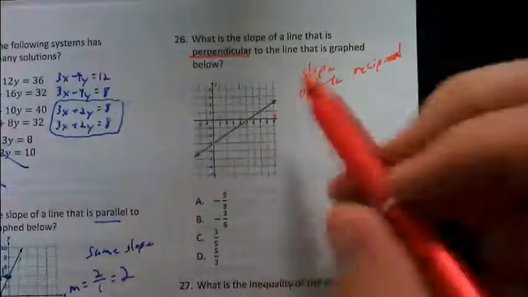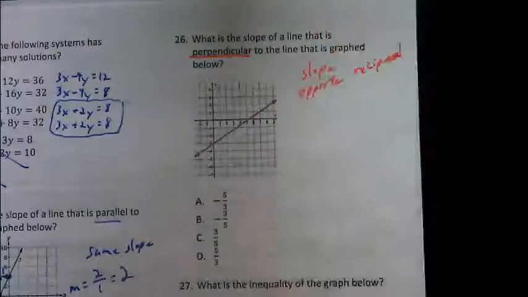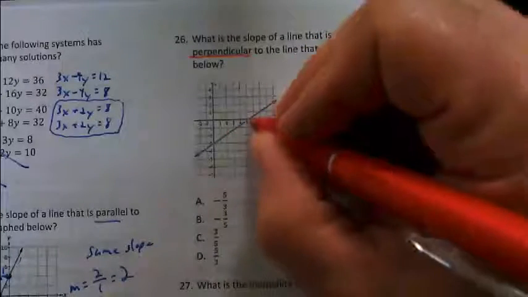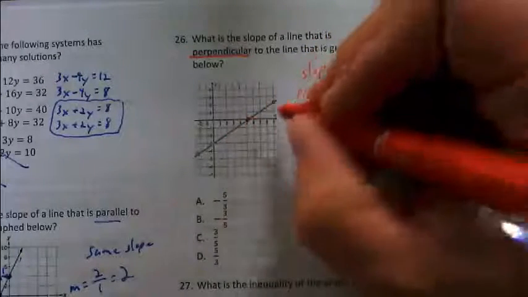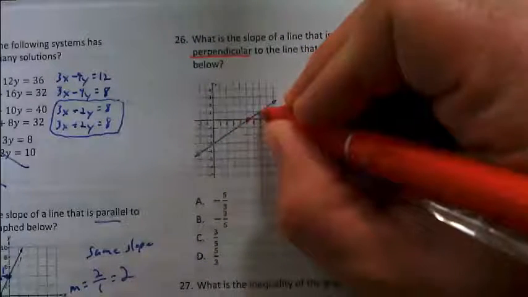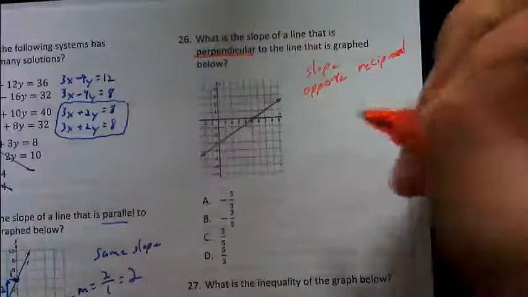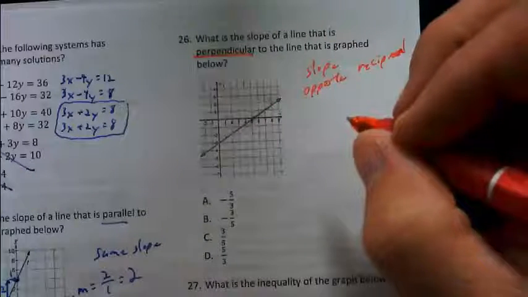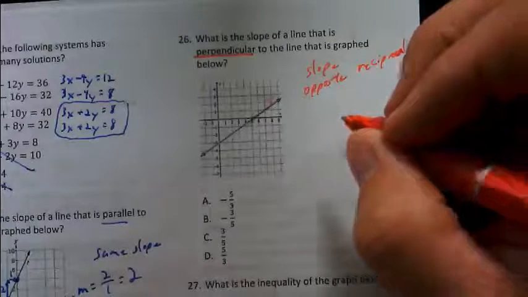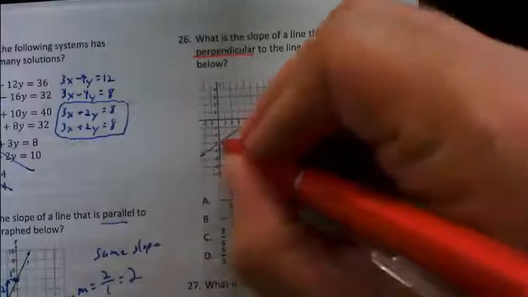So first thing we have to do is find our current slope. So pick 2 points we can clearly tell it goes through. Ooh, actually, I don't know if it goes through both those points. Hold on, let me look again. Let's use these two. Alright.